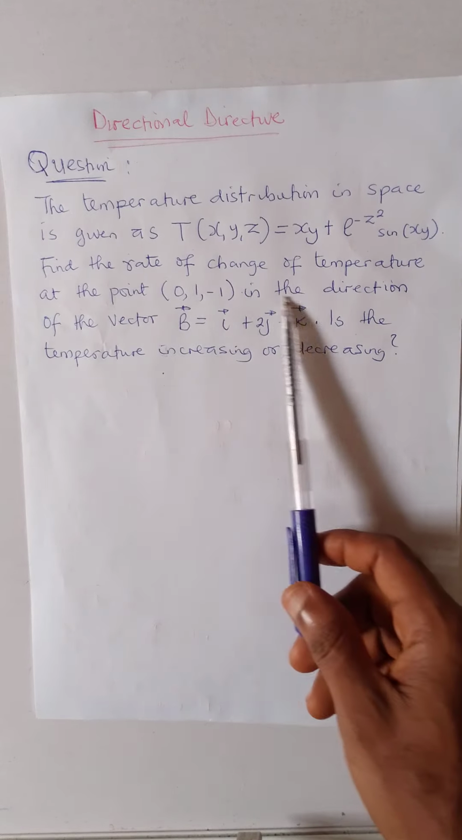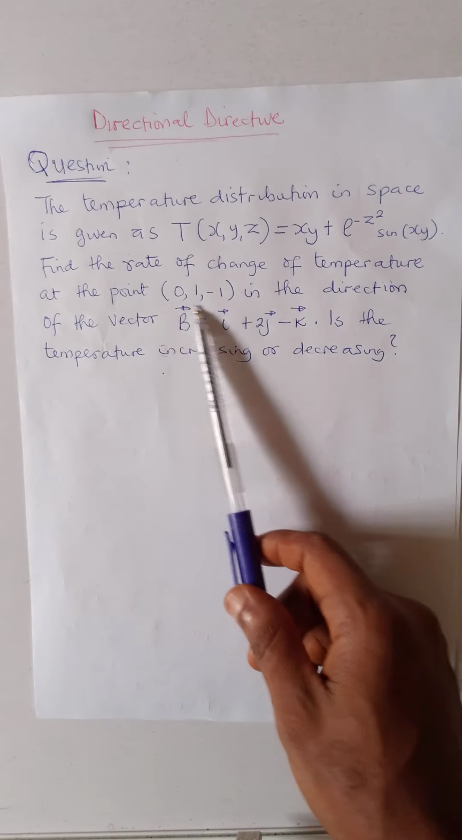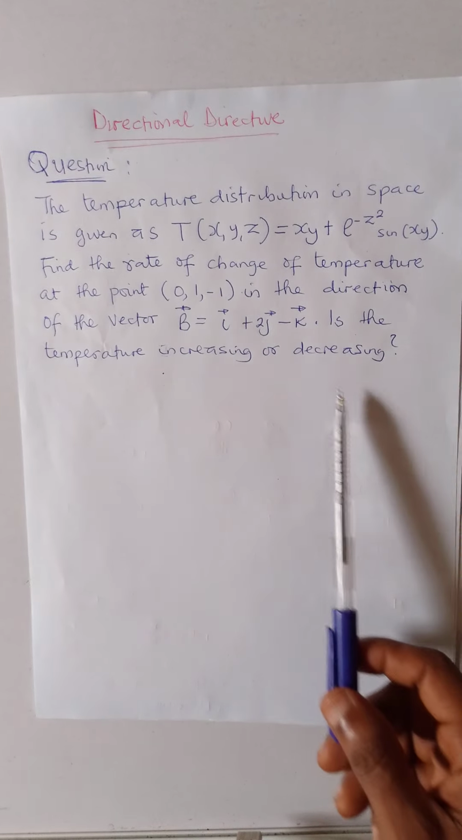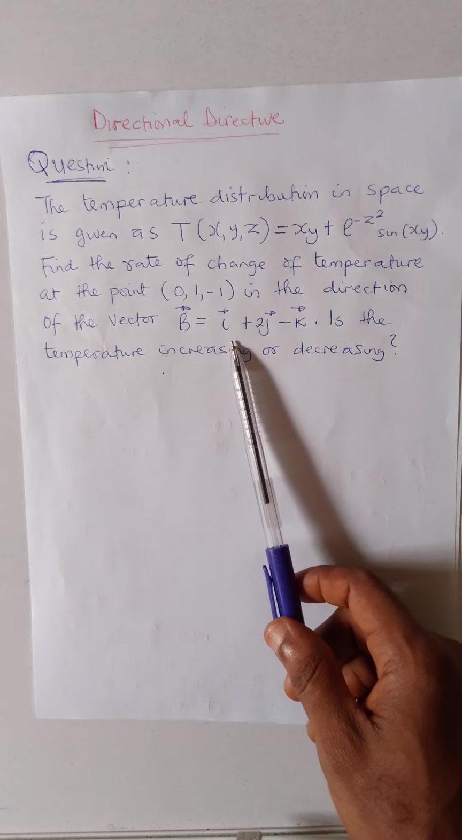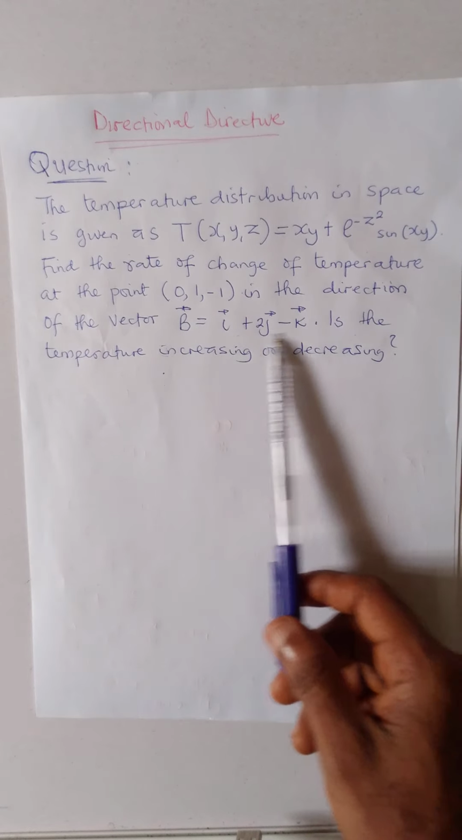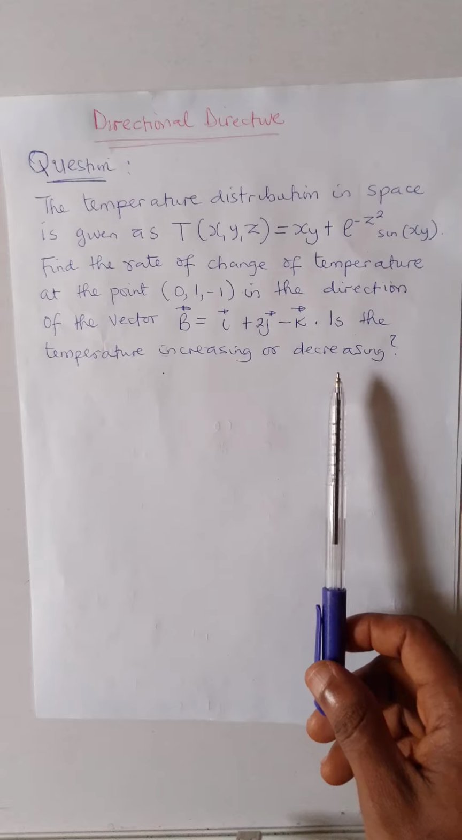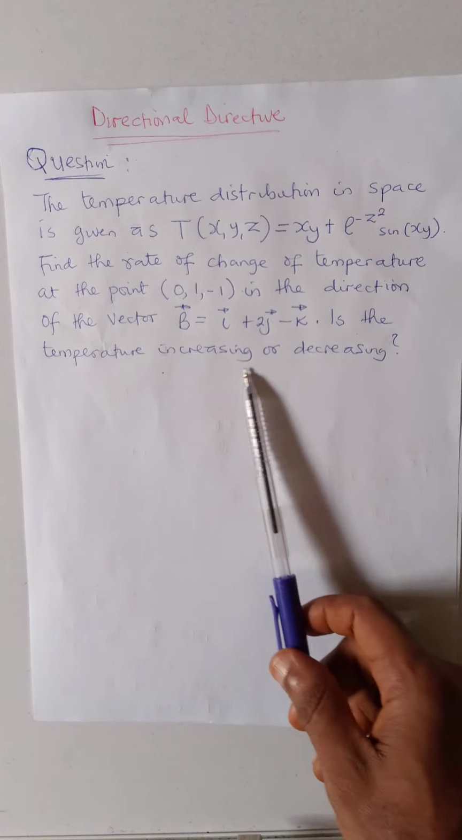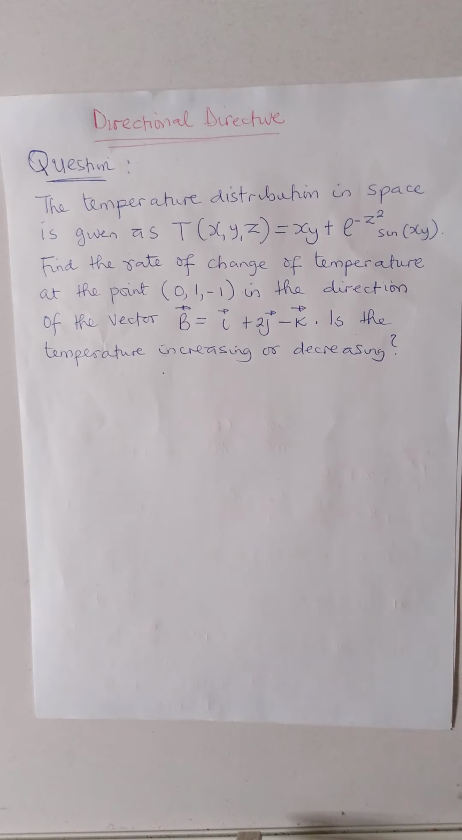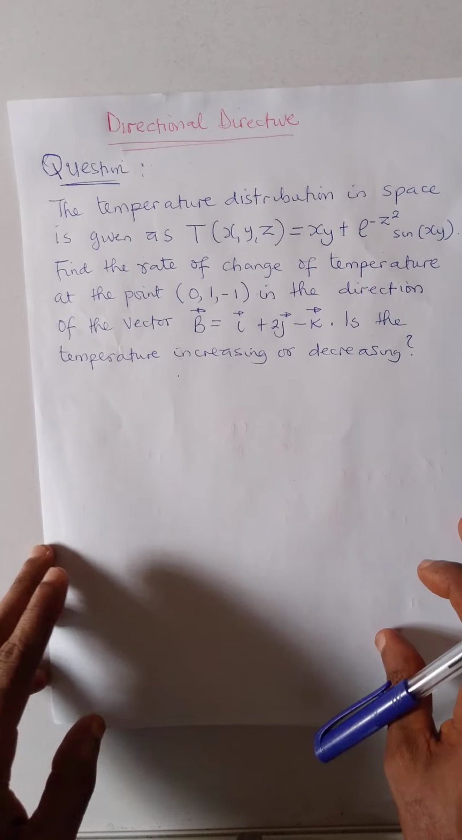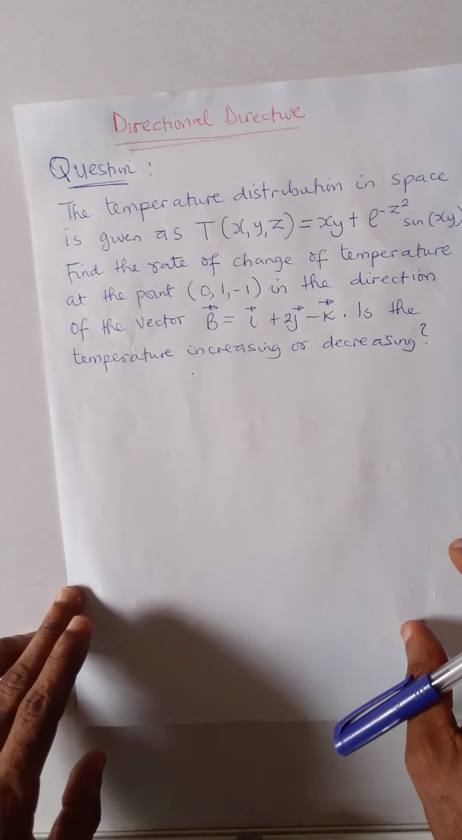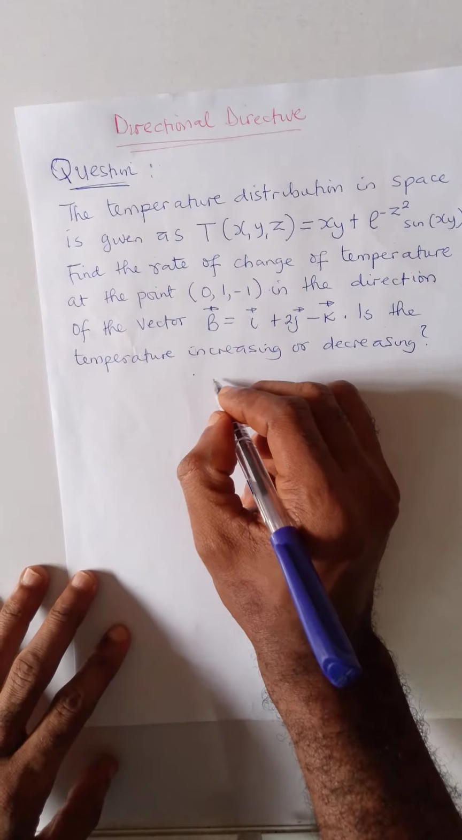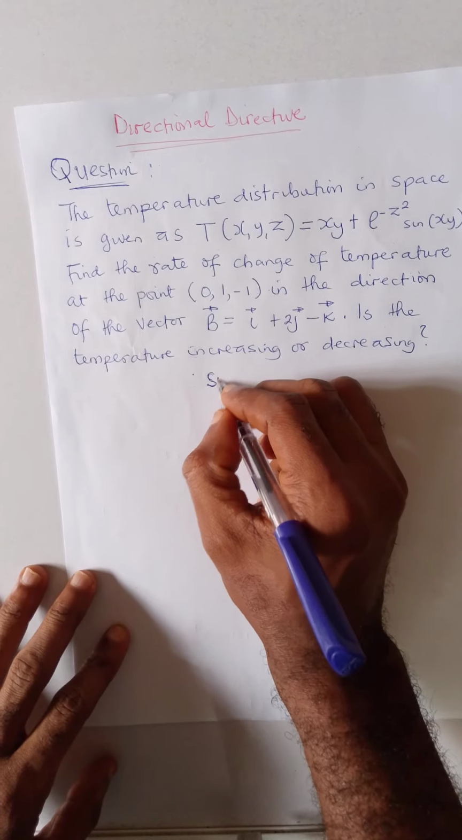Then we are asked to find the rate of change of the temperature at the given point in the direction of the given vector. The second part of the question is to determine if the temperature is increasing or decreasing. So this is a typical question on the directional derivative, and we are going to be solving it.